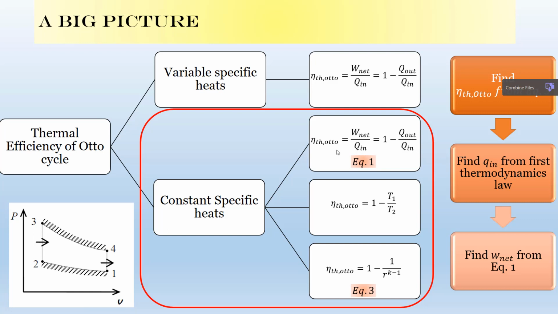Please spend 5 minutes, guys. Pause this video. Now you have all information, all equations, and then try to find the thermal efficiency, then Q in, and then eventually W net. Keep in your mind that this W net is W per unit mass.